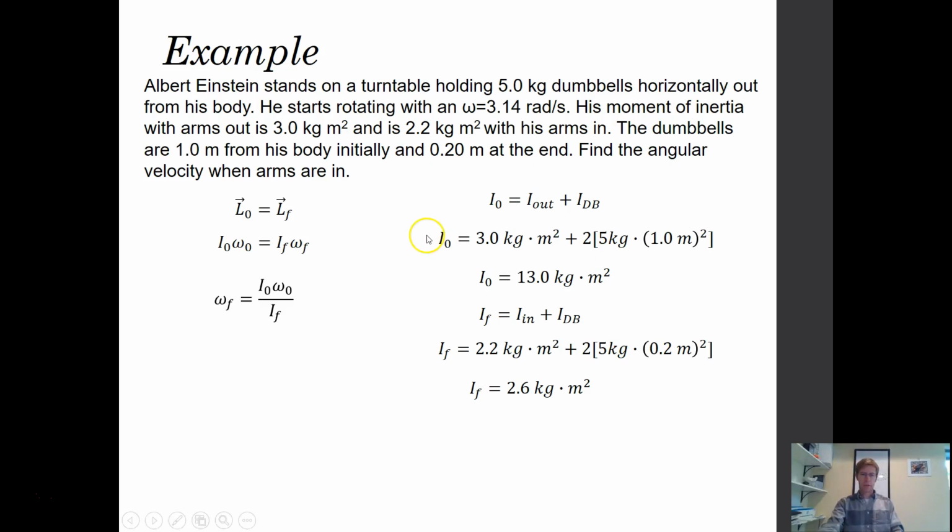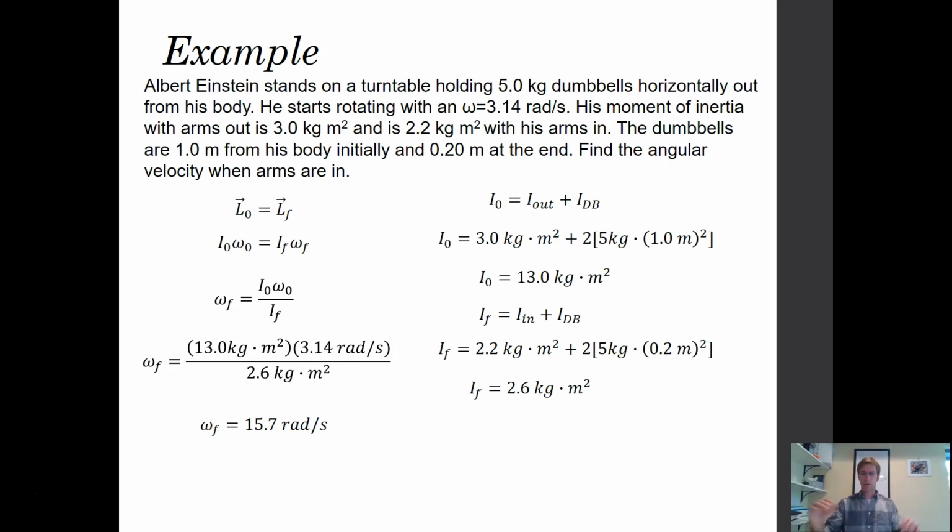And so if we go ahead and solve for our final omega, what we find is that our final omega is 13 kilograms times meter squared times pi radians per second divided by 2.6 kilograms times meter squared, and you get 15.7 radians per second, which looks like it should be right about 5 pi radians per second. So by pulling his arms in just 80 centimeters each, he increased his angular velocity by 5 times. He started spinning 5 times as fast. Boy howdy. Box-worthy answer right there.